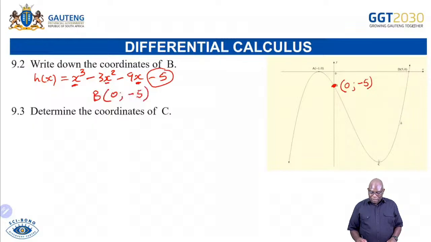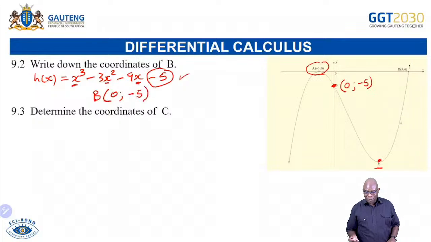The coordinates of C, this is the turning point. One of the turning points is given. Then I need the coordinates of C. So how do I get the coordinates of C? I need to derive this. But I already know that I have one of the coordinates. But I must still derive.